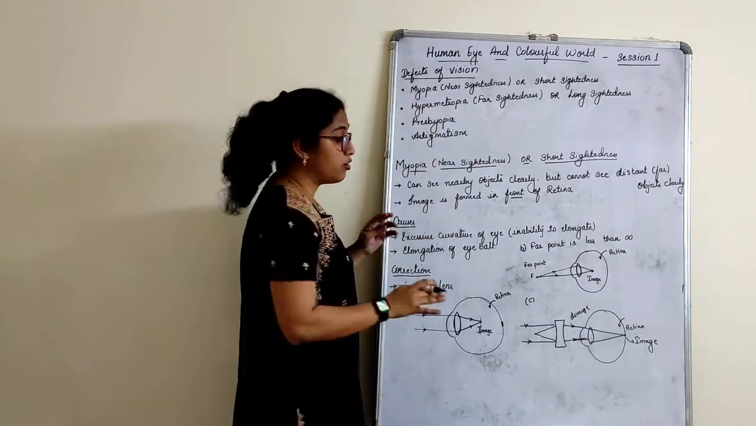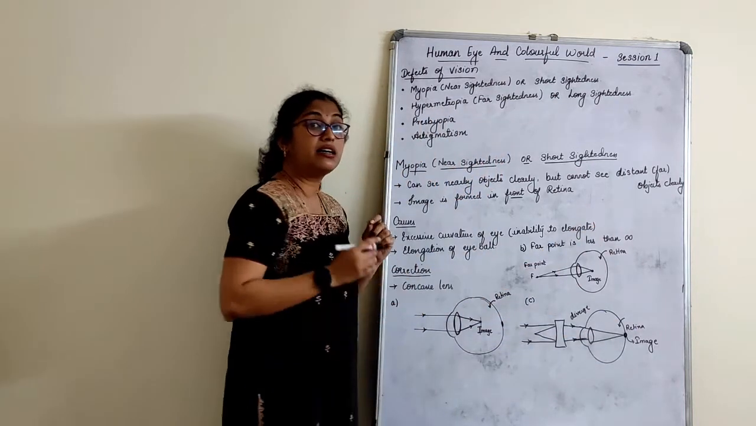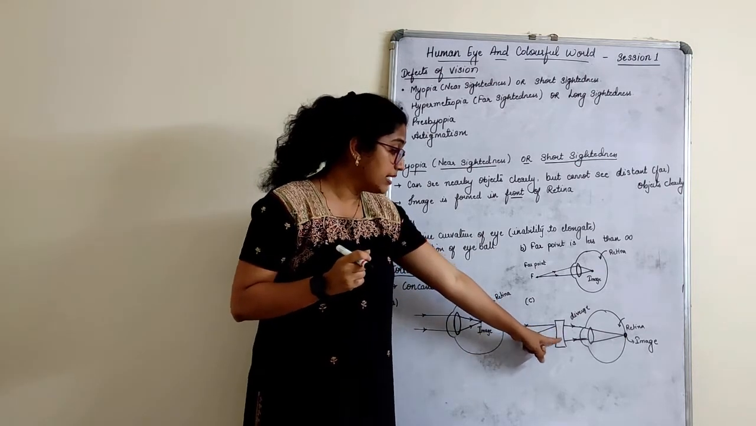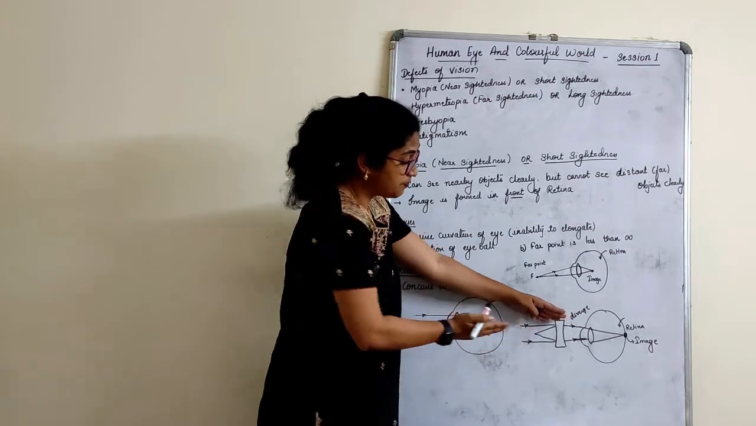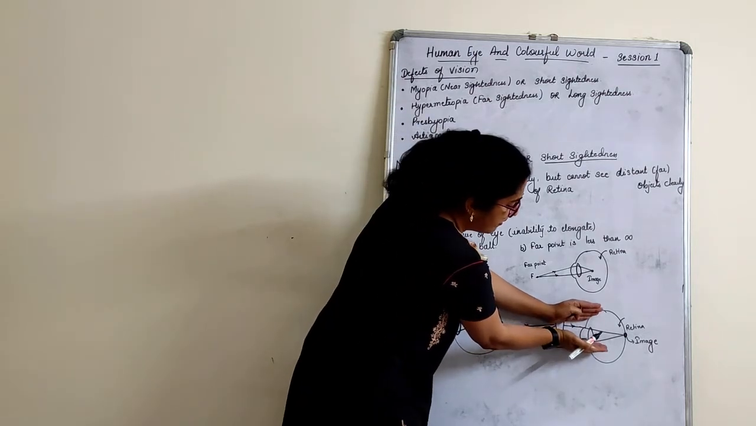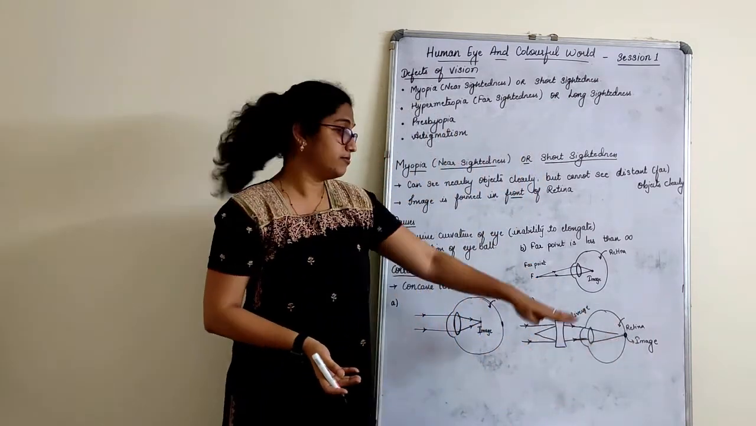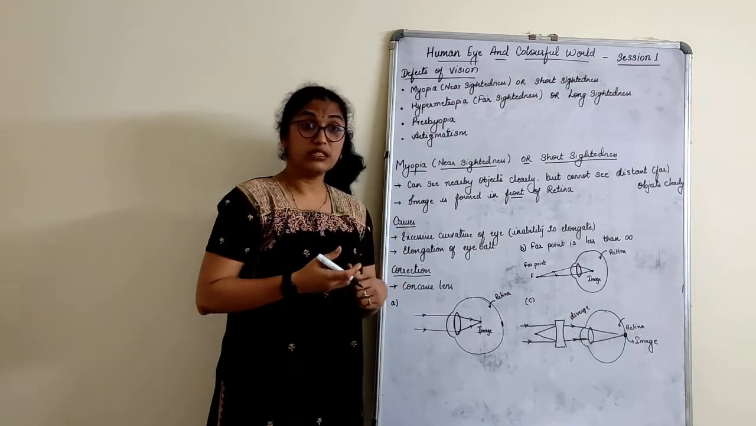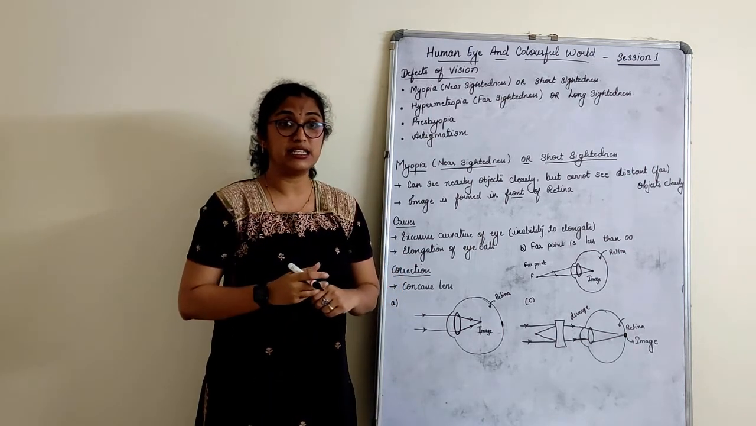Where will it converge? It will converge on the retina. Therefore, a proper image is formed. See here, a corrective concave lens is used. The light rays entering will slightly diverge, and after diverging, they converge. That is how a person with a myopic eye can see if a corrective concave lens is used.